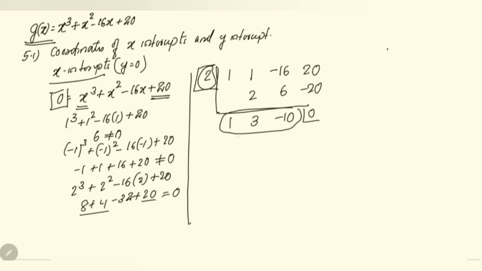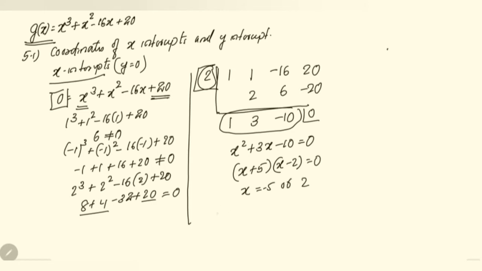That is, let me write it in quadratic equation form. That is 1x square plus 3x minus 10 is equal to 0. Solve this one, you will get the next two x-intercepts. So let me solve this one. You can use the quadratic formula or factorize it. It's going to be x plus 5, then x minus 2, is equal to 0. So x is equal to minus 5 or 2.